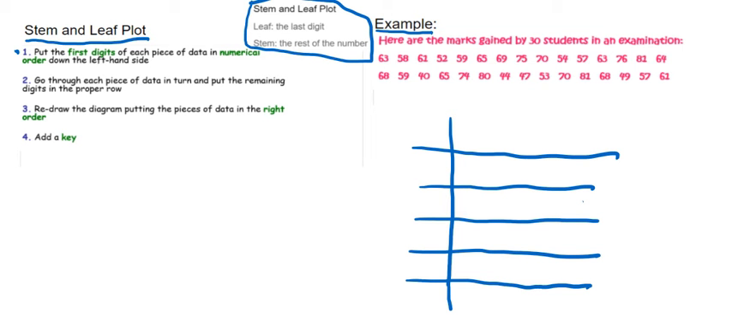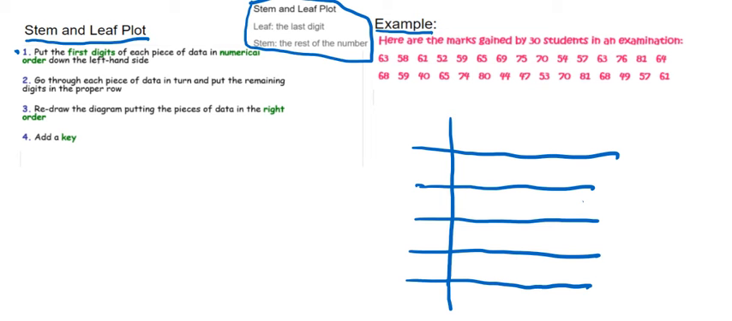Here are the marks gained by 30 students in an examination. So if we try and interpret this, all it means is that one student got 63 marks, one student got 58 marks, one student got 61 marks, one student got 52 marks, and so on. So those are each of the marks of all of the students in the class. So there's 30 different marks there. So we're going to try and put this into a stem and leaf plot now.